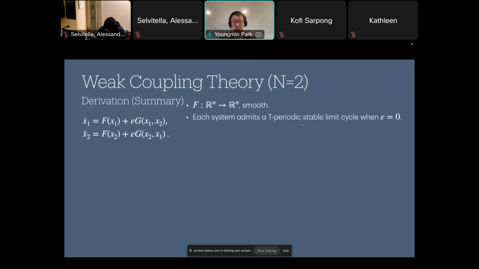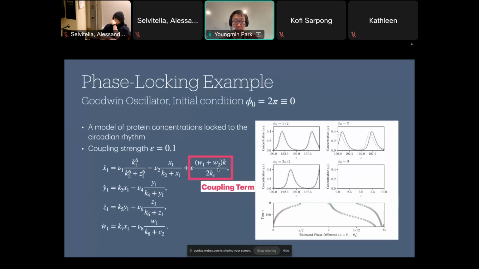And for each system we assume that they admit a T-periodic stable limit cycle. That's an isolated periodic orbit that's attracting when epsilon is equal to 0. We assume that the limit cycles persist for some epsilon that's non-zero but still small. The coupling function G, I intentionally write down in a very general form, but this function G is, again, a generalization of this coupling term here.